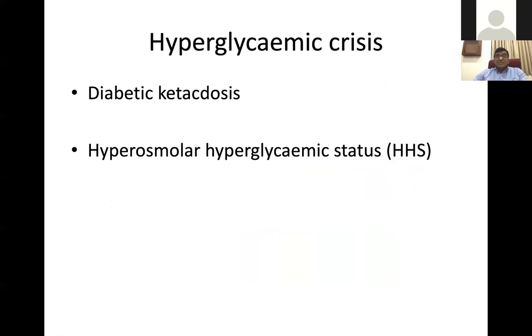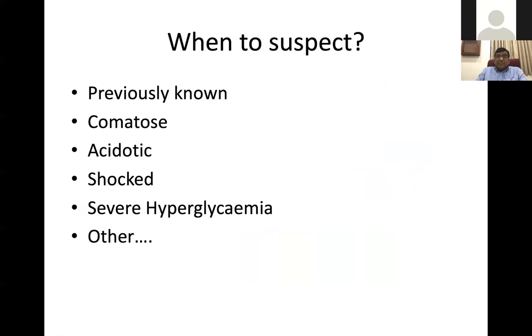So we are going to discuss two emergencies related to hyperglycemia. One is diabetic ketoacidosis. The other one is called hyperosmolar hyperglycemic status, or HHS. People used to call this HONC, or hyperosmolar non-ketotic coma, but we don't use that terminology now.